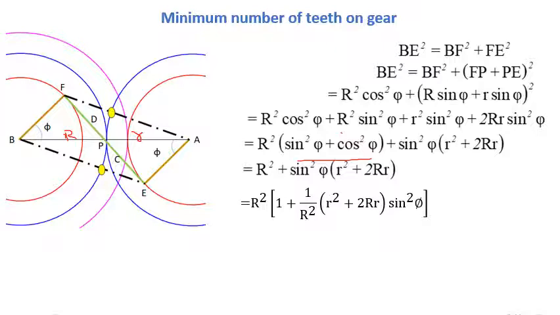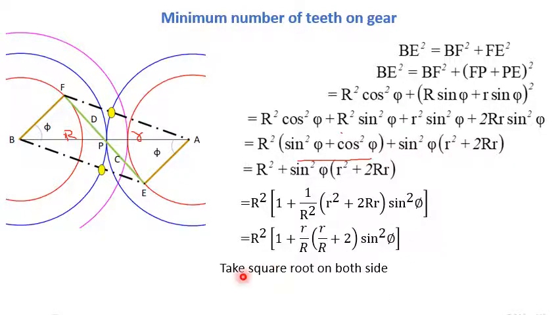Now suppose I take capital R square as common, so what happens? 1 plus 1 divided by R square into small r square plus 2 times capital R into small r, into sin square phi. Next I am going to take small r inside the bracket, therefore what happens? R square into 1 plus small r divided by capital R into small r divided by capital R plus 2, into sin square phi.